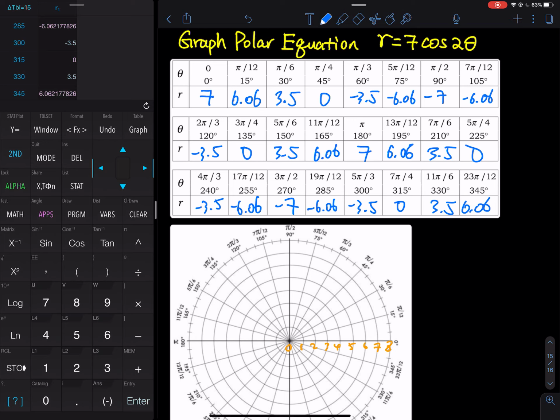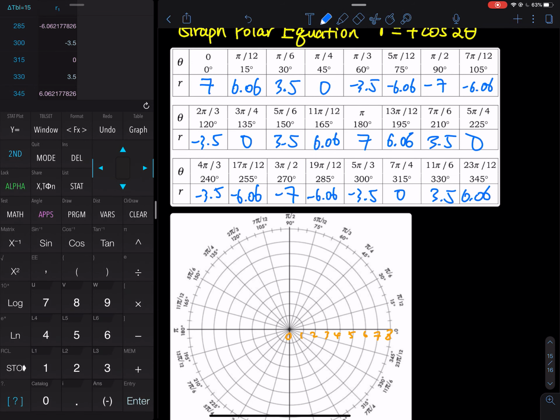So let's see what the graph looks like. The first one, when x is equal to 0, we have a 7, right? So 7 is right here, and then 6.06, and then 3.5, and then 0, and then negative 3.5. Okay, let's trace this first.